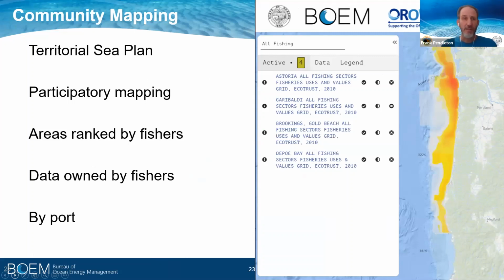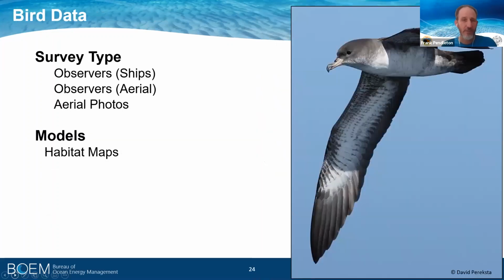And now another completely different way to get at this fishing idea. This data is part of the Territorial Sea Plan for Oregon. And they had a participatory mapping exercise where they went out and talked to fishers in different ports. And the fishers told them, these are the places that are important to us. This data is owned by the fishers and it's by port. So you can see there on the map that I've got 4 of them up there that are all overlapping each other, but you can find out where are the important places to the different fishers by the port. Again, another way to get at this same idea of where are the busy, important fishing areas. Okay, on to the next one.